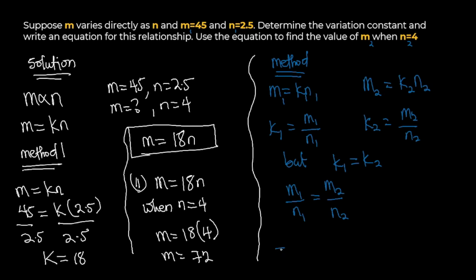So let's go ahead and look at that. So our m1 is 45 on our n1, which is 2.5, and this is equal to our m2 on our n2, which is 4. So let me use this side.